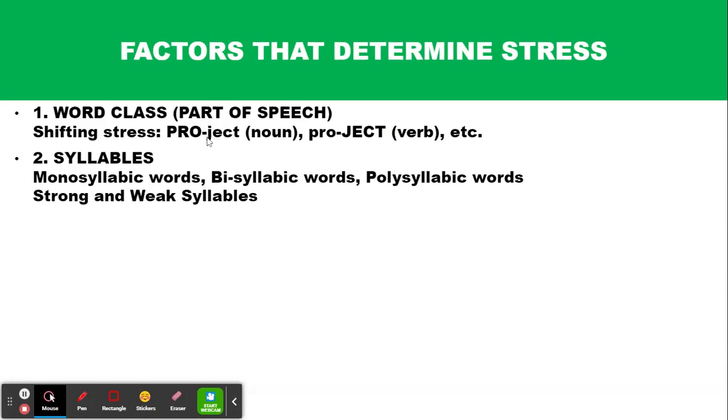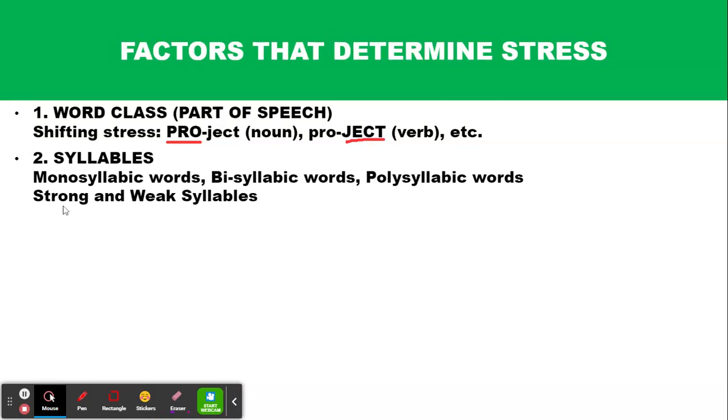When you are using this word as a noun, stress is on the first syllable, project. All right? Project. When you are using it as a verb, stress is on the second syllable, project. Project. Okay? So that's exactly the way it is done.